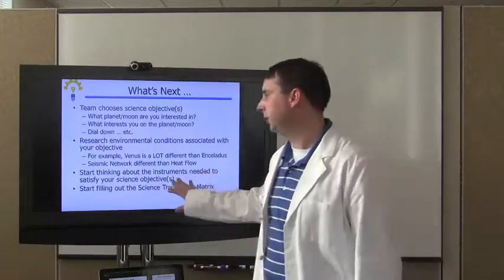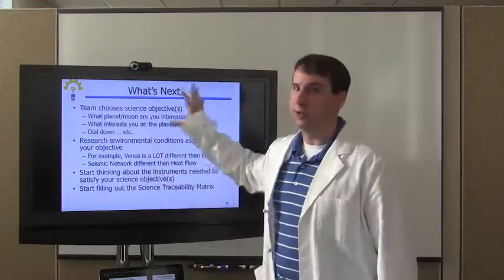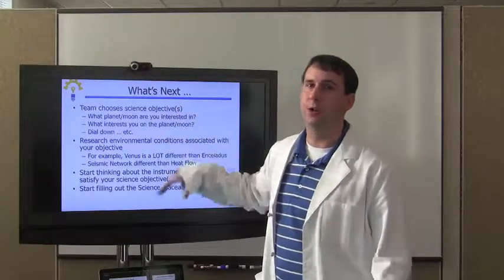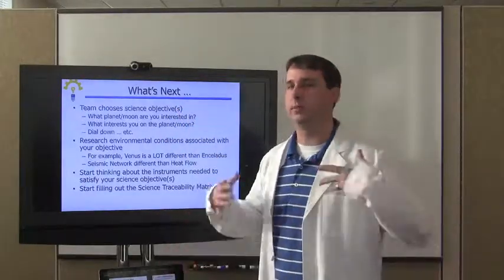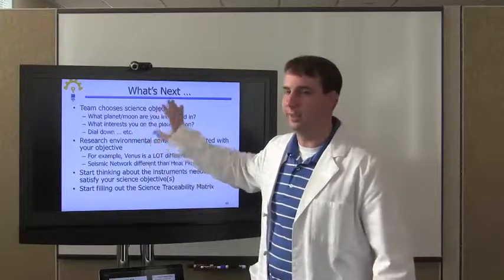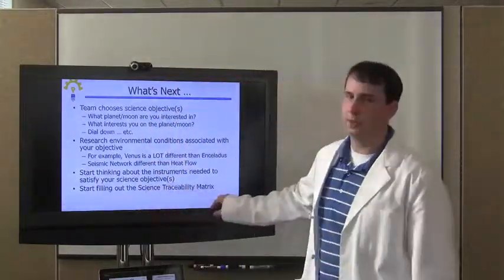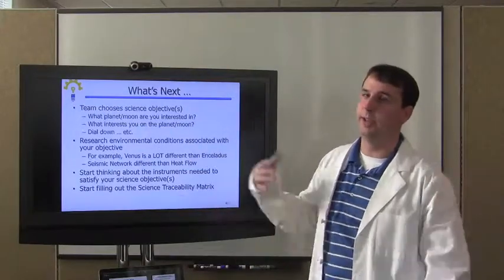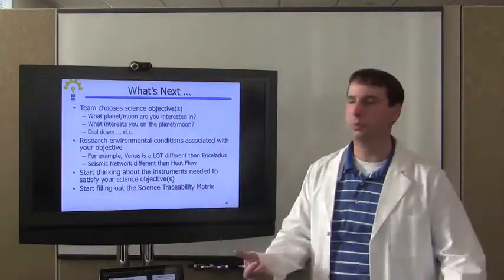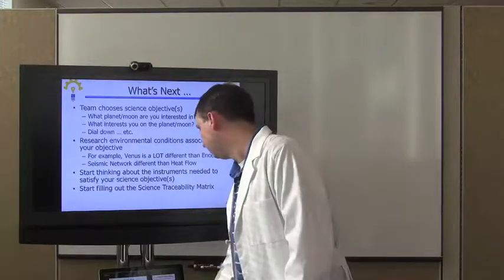Start thinking about the instruments needed to satisfy your science objective. I've talked about a lot of instruments in this presentation so far. We'll give you more information on instruments, but this presentation is too long as it is, so we'll save it for another one. Start filling in the science traceability matrix. It's on the next slide. It'll be in your book if I ever get you a book.